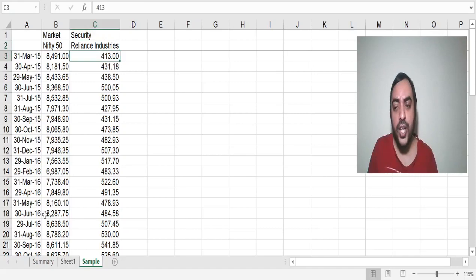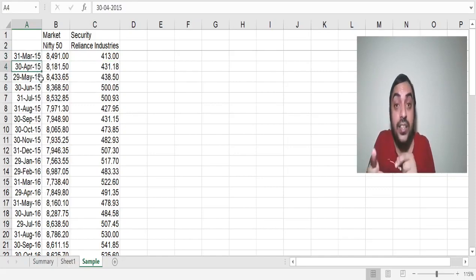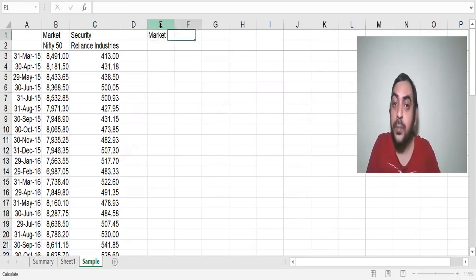Fine. Okay. Now take a look at this. 31st March 15, April 15 and so on, the prices are there. But before we go to the beta, we need returns, because beta is about the returns provided by the security as compared with the market. So prices are downloaded from the website, and what you require now is the returns, which I'm doing now. Take a look at this. So I'll have one column for market and one column for security.